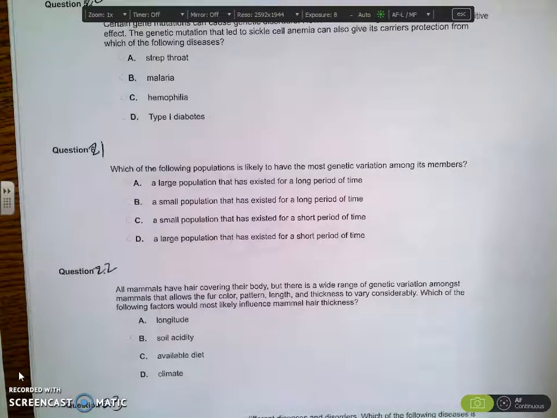Question 22. D. Mammals with less fur would be naturally selected in warm climates. The opposite would be true for mammals living in cold climates. The genetic variation in fur thickness amongst mammals, therefore, is influenced by climate.